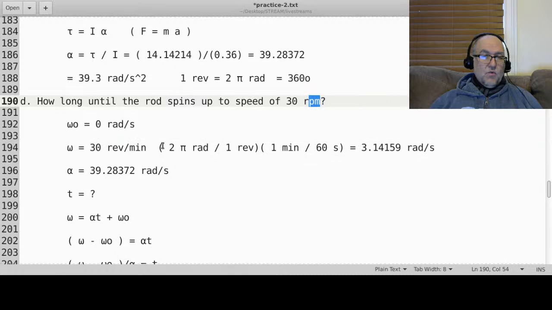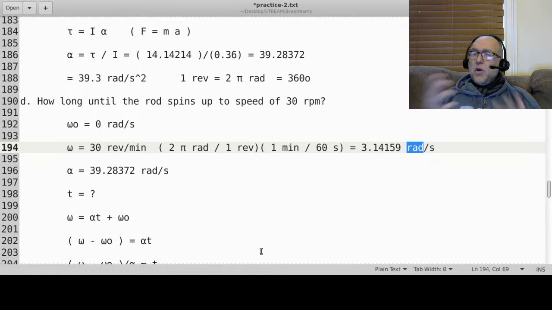Now, we can't solve, well, we shouldn't solve it in revolutions per minute. We should convert to MKS, and especially we need to convert to radians, and you'll see why radians are important here. Like you might have said, why did we work in degrees in this section? Why did we have to work in radians? And you'll see that in my next problem, okay? So you have 30 revolutions per minute, and we need to convert.